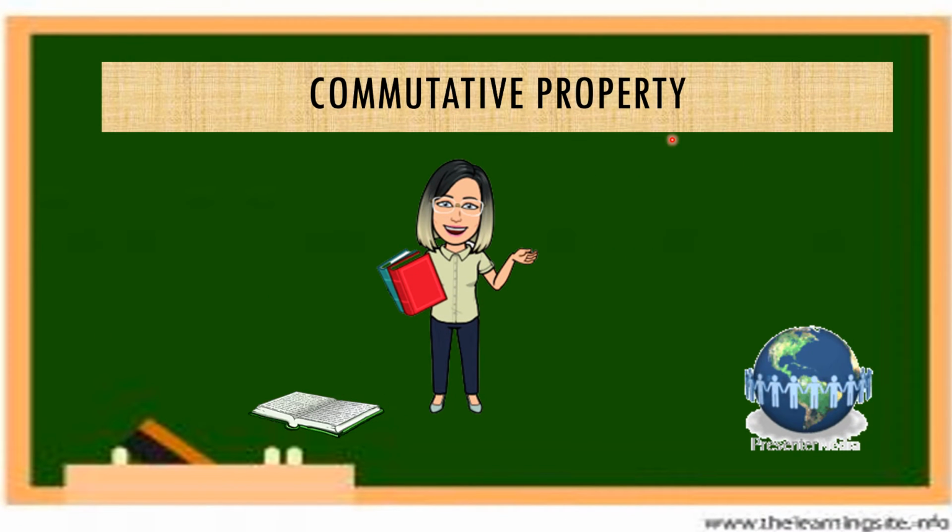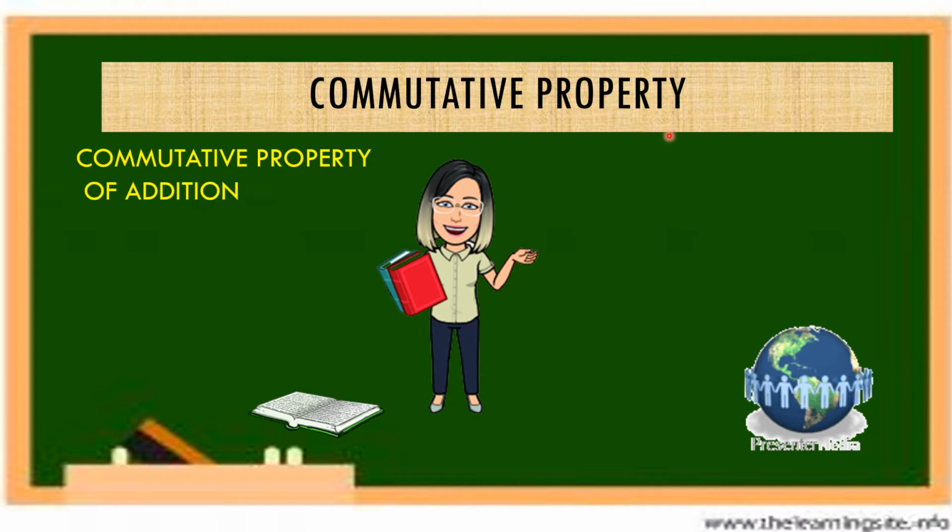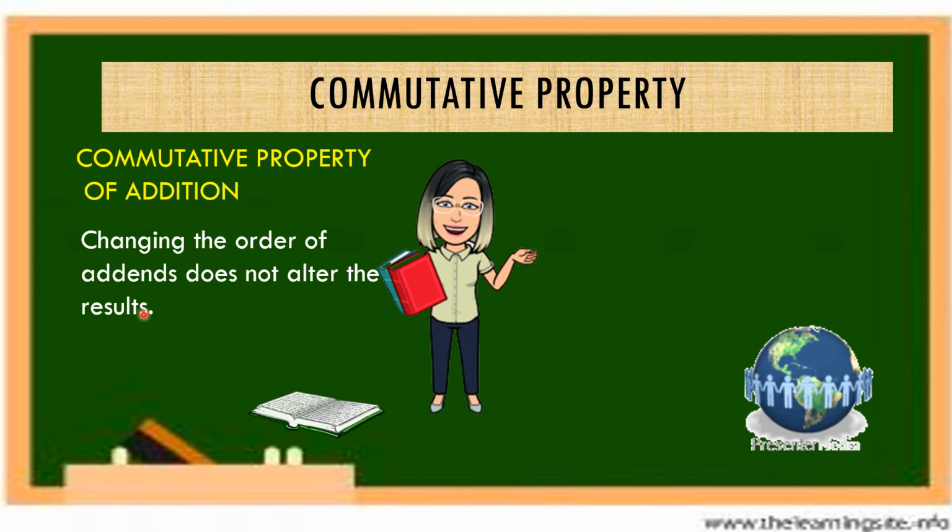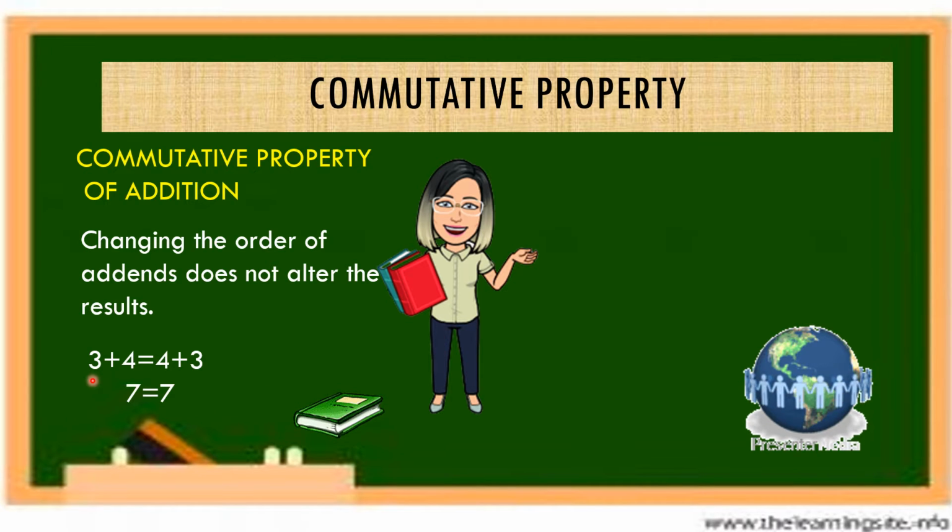We have commutative property. Commutative property of addition, which states that changing the order of the addends does not alter the result. Tingnan natin mabuti. Pag binaliktad natin ang 3 plus 4, the answer is 7. 4 plus 3, the answer is 7. So kahit na pagbaliktarin ang pwesto ng mga numero at tayo ay nag-a-add, hindi pa rin nagbabago ang resulta nito.